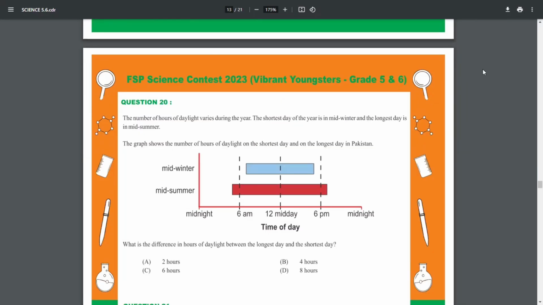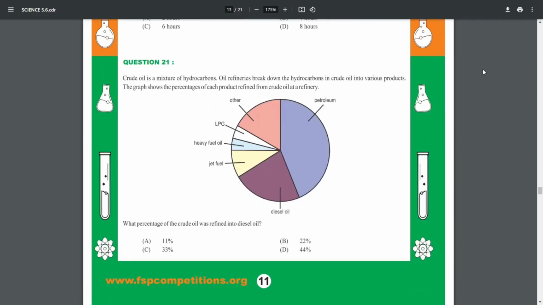Question 20. The number of hours of daylight varies during the year. The shortest day of the year is in midwinter and the longest day is in midsummer. The graph shows the number of hours of daylight on the shortest day and on the longest day in Pakistan. What is the difference in hours of daylight between the longest day and the shortest day? The correct option is B. 4 hours.